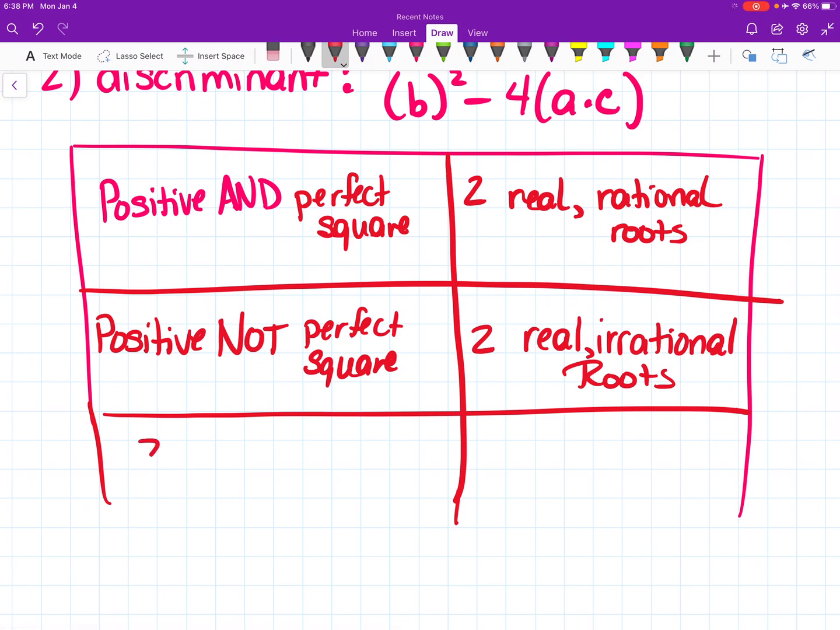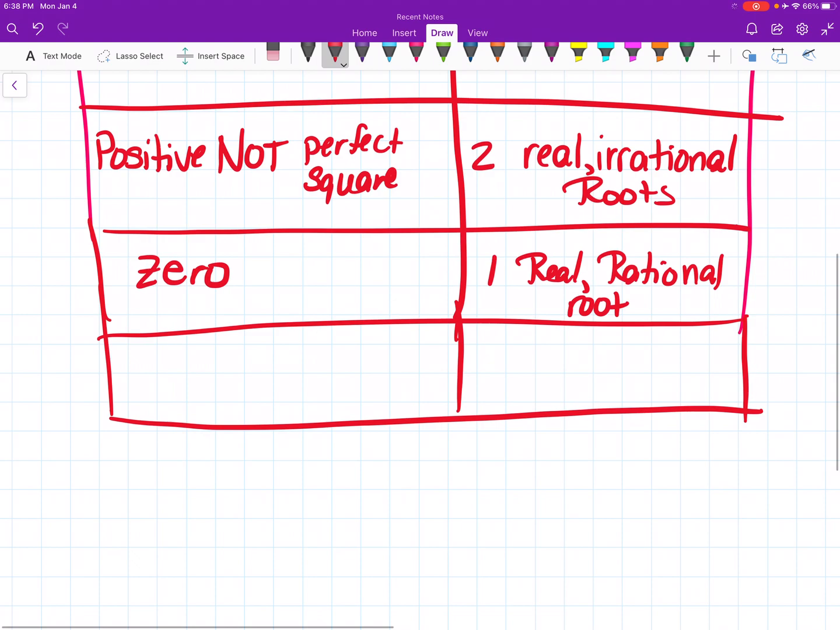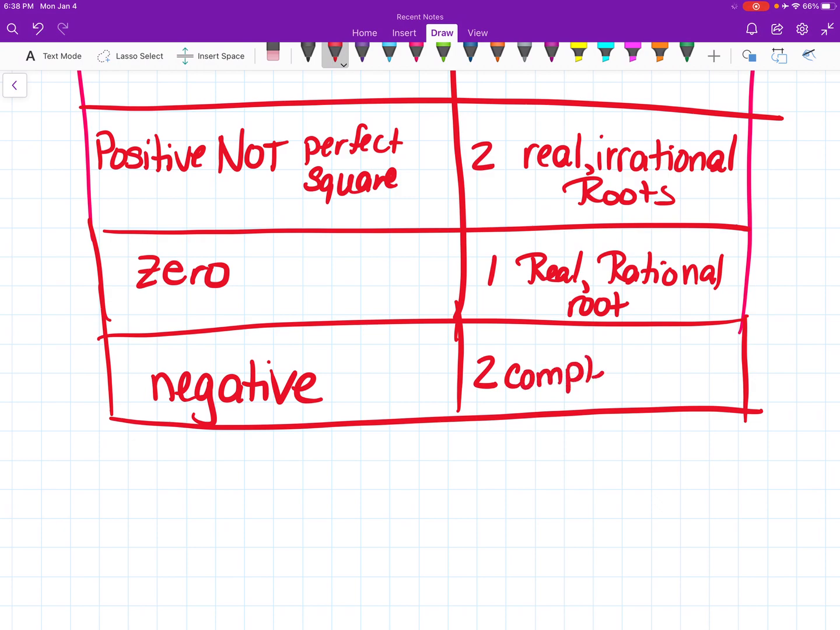If the discriminant is 0, you have 1 real rational root. Remember, that's when the vertex is sitting on the x-axis. And then our last choice, this is the only difference from Algebra 1. In Algebra 1, if our discriminant came out to be negative, we could stop here and say no real roots. But you're older and wiser, and you now know about imaginary numbers. So now you have to continue and find the 2 complex roots, or imaginary roots. So you can't just stop and say no real roots.